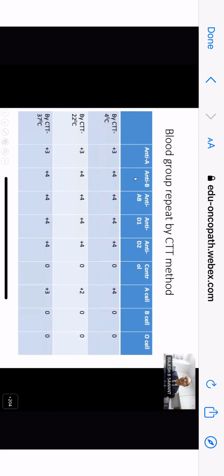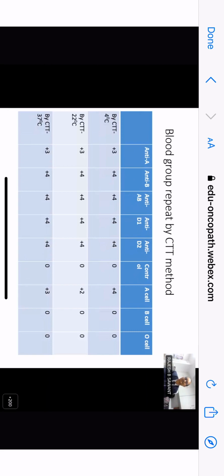Okay. And you have put up anti-A, anti-B, anti-AB also, and you are testing with 2 different anti-D reagents. There is a control. You have A cells, which are essentially A1 cells, B cells, and O cells. Okay. So is the reaction differing in any way, anywhere at the 3 different temperatures?